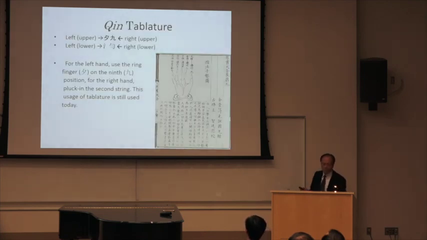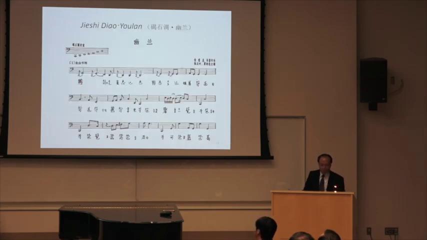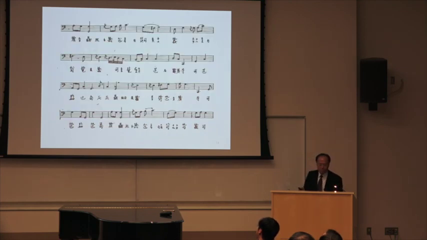Now, this is a Qin tablature. The left hand and right. For the left hand, use the ring finger on the 9th position. For the right hand, pluck the 2nd string. This usage of the tablature is still used today. This is an example of translating the tablature into the modern score.